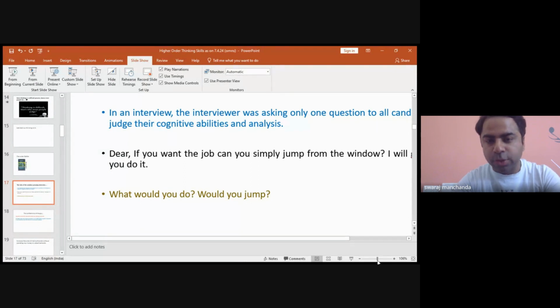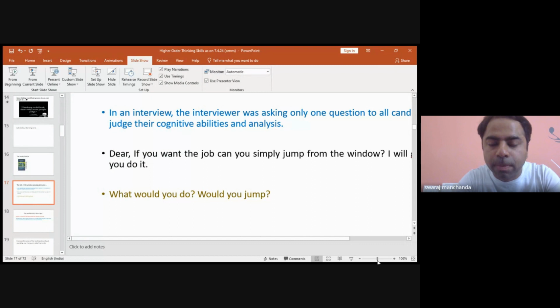Suppose an interview is going on the 11th floor of a building. The interviewer is calling every candidate and asking them simply one question. You want the job? Fine. That is the window. Jump from the window. I'll give you the job. Now, at that time, the interview is so pressurizing. Even if you are in that situation, you will think, boss, a job is not worth more than life. Let me say no and let me leave. I don't want this. He's mad.